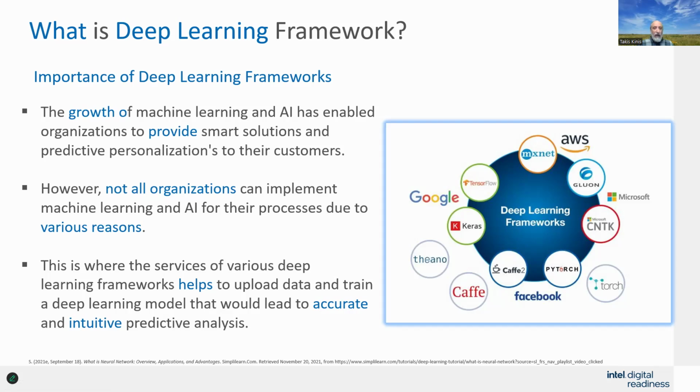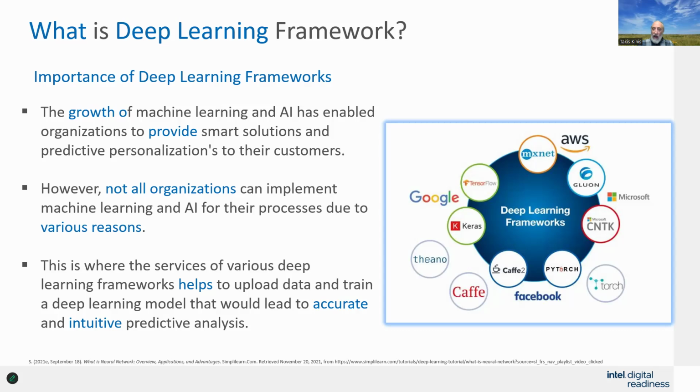All right, so deep learning frameworks, this is the importance of them. The growth of machine learning and AI has enabled organizations to have smart solutions and predictive personalization for their customers. So it is not a mistake when you log into your social media or your favorite news site that they present you certain types of information or certain ads or certain things on your feed, because they watch you and they keep data on you and they know what you like and what you click on. And that's all done through deep learning, right? It's not an accident, right? And it's highly targeted, actually.